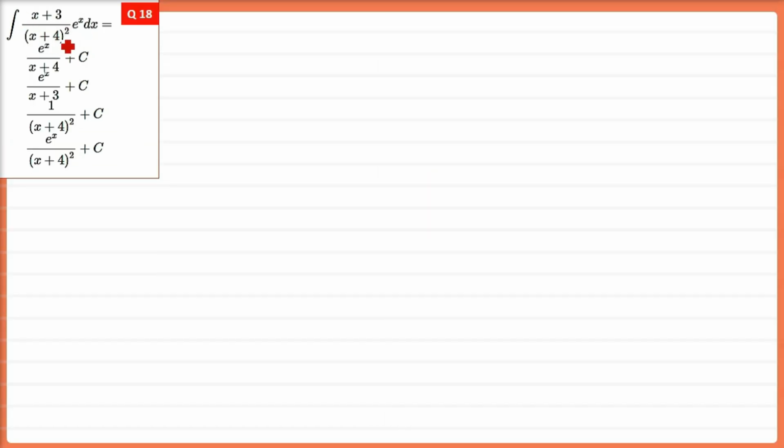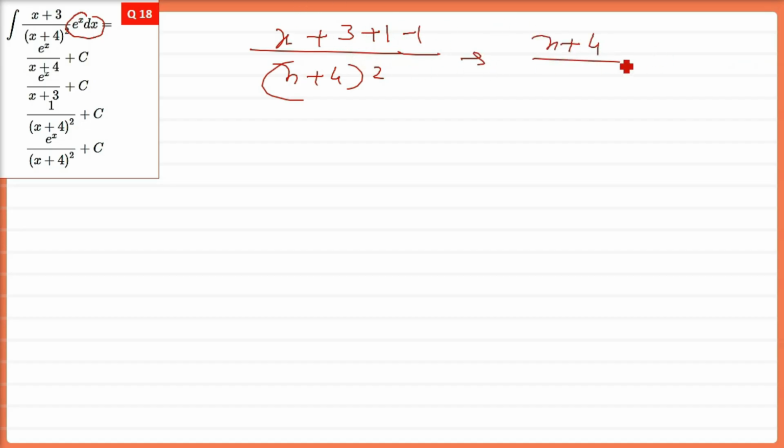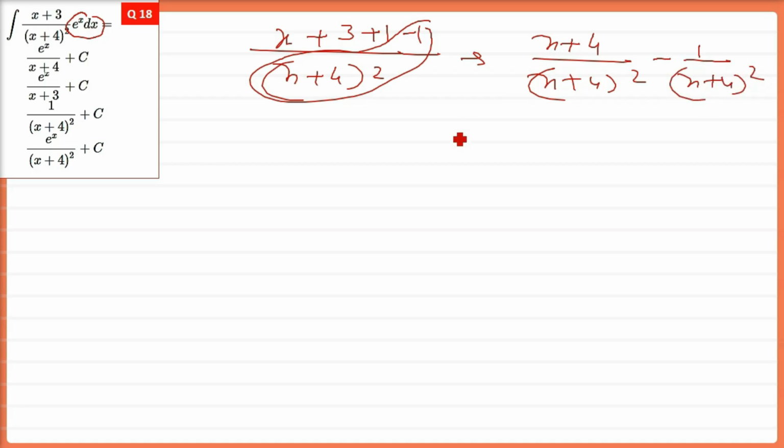X plus 3 divided by x plus 4 whole square, e raise x. Wherever this e raise x comes, that means the examiner is trying to give you a question which has a direct result. I'll just write that, but before that let's simplify the first term. X plus 3 divided by x plus 4 whole square. So I'm making the numerator as x plus 4: I'm adding a 1 and subtracting a 1 in the numerator. The added 1 will make it x plus 4, and the subtracted 1 will be a separate term.